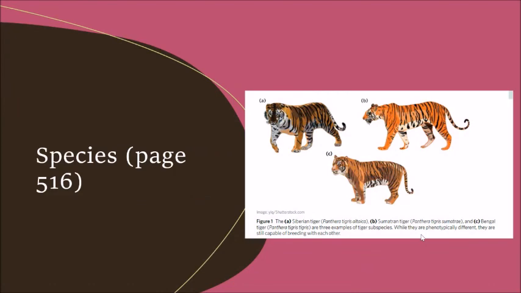So there's information here. When you get two closely enough related species, for example, the Siberian tiger and the Sumatran tiger, they are subspecies of Panthera tigris. Phenotypically they're different, but they can still breed with one another and produce fertile and viable offspring.